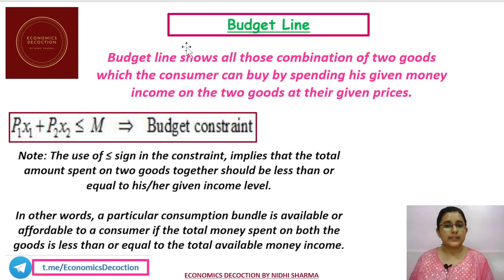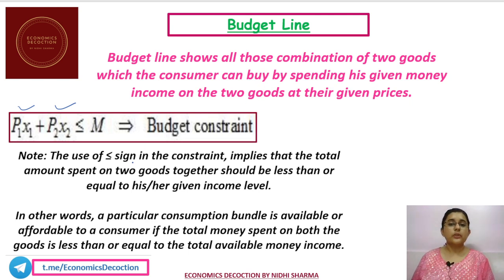So what is budget line? Budget line shows all those combinations of two goods which the consumer can buy by spending his given money income on the two goods at the given prices. So what does the budget line represent? It represents the combinations of two goods that a consumer can buy given his money income and the prices of goods. So P1x1 plus P2x2 must be less than or equal to M. That means the total expenditure incurred on good 1 and good 2 must be less than or equal to the total money income of the consumer. This is known as the budget constraint.